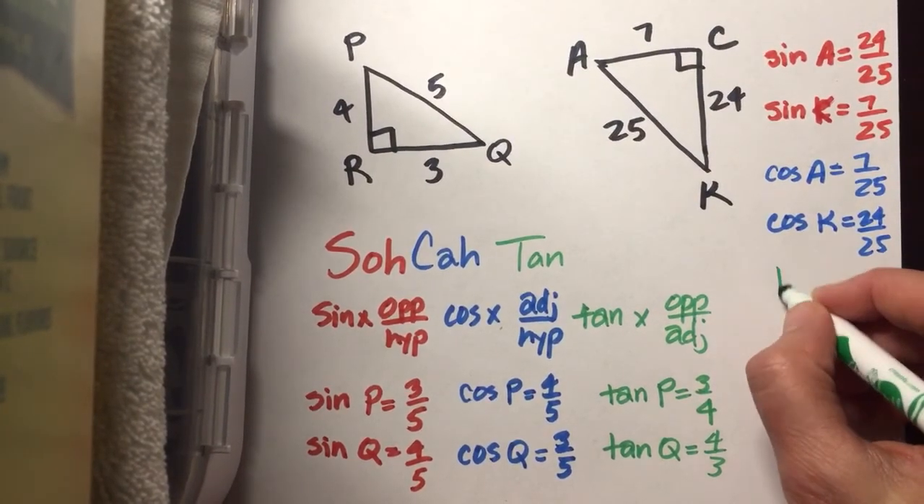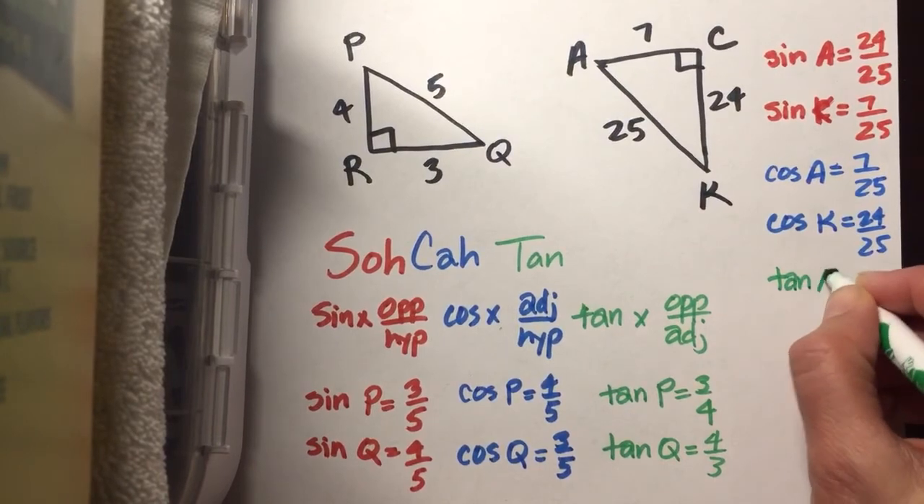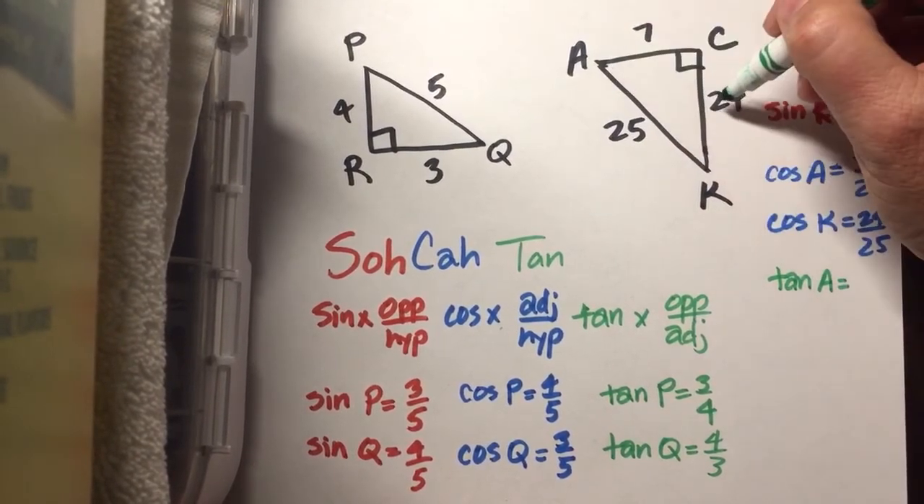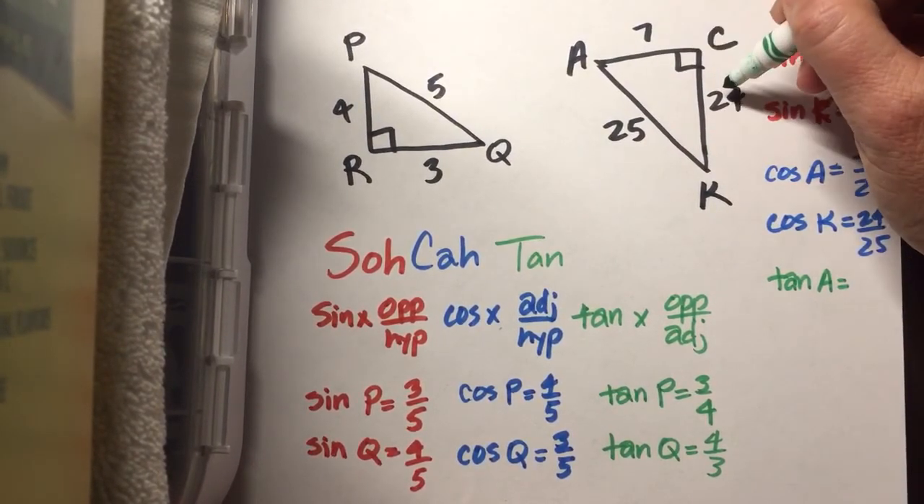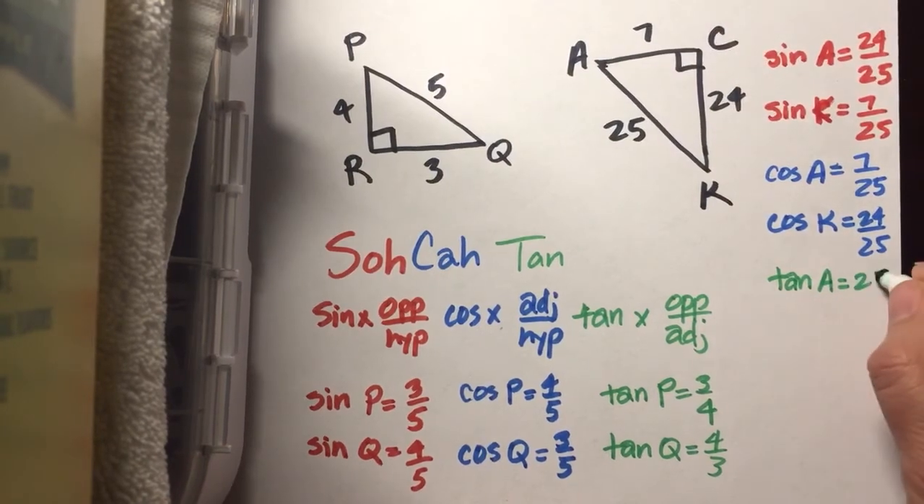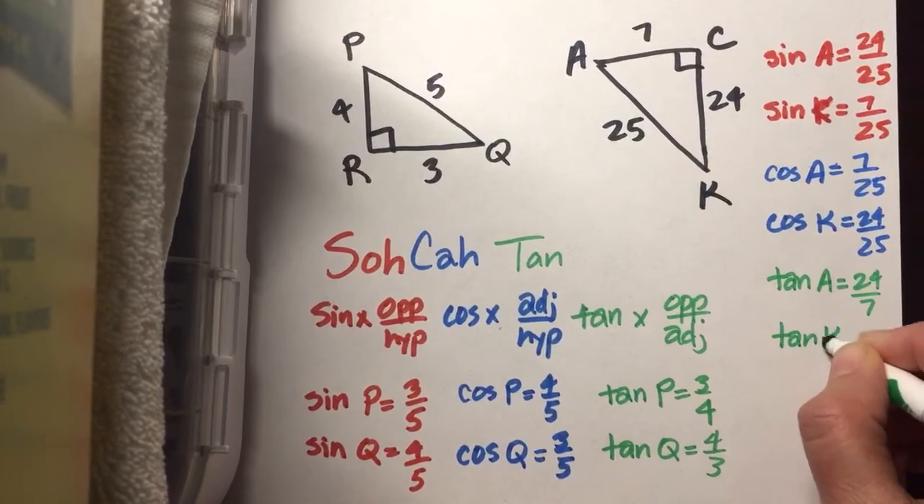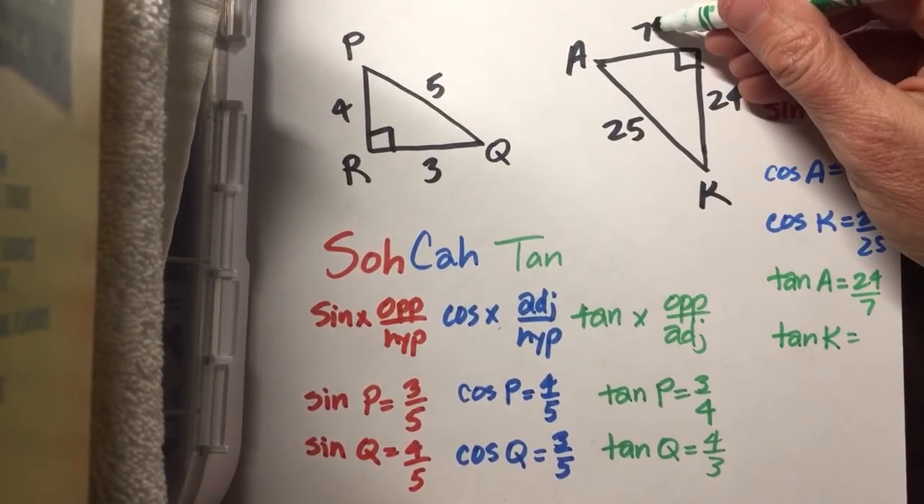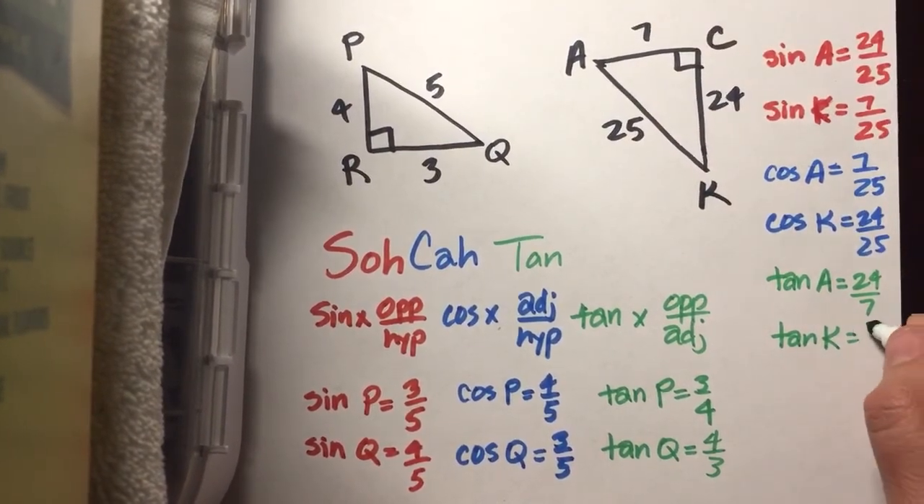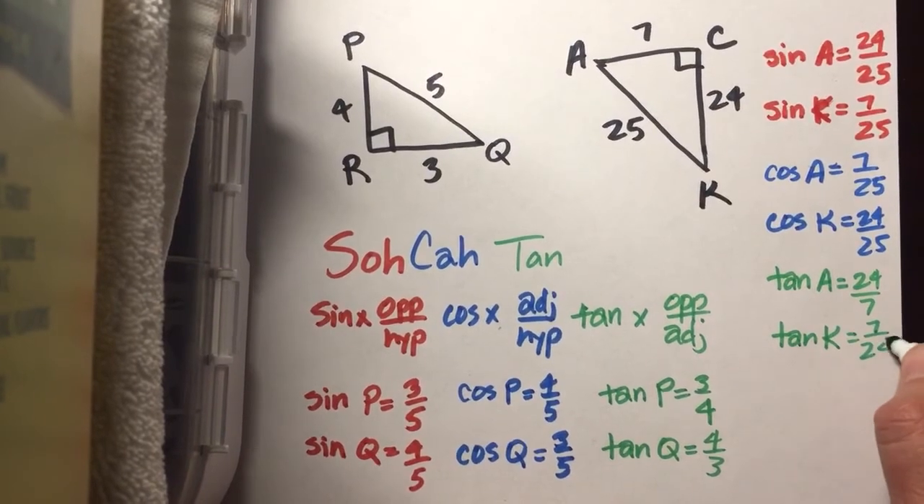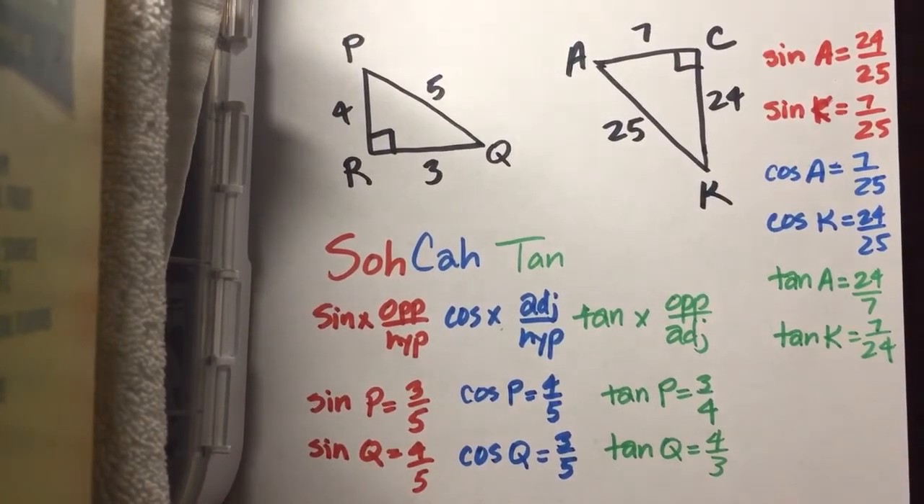The last one is tangent. So we'll do tangent of A. Tangent is opposite A over adjacent, so 24 over 7 would be the tangent of A. And the tangent of K, now opposite of K is 7, and adjacent is 24. So you can see that they flip. So that is how you do trig ratios using right triangles. It's just a relationship between the sides.